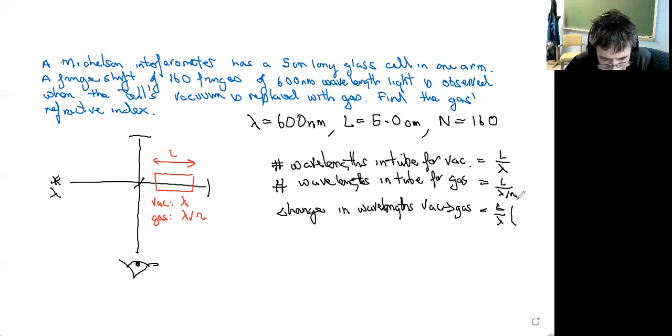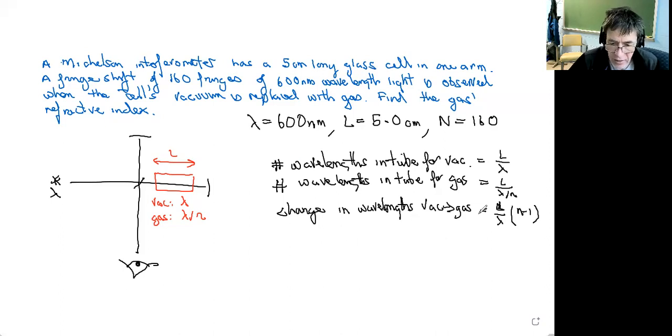And then secondly, this n in the denominator of the denominator, I can move up to the numerator. And so I can write this difference in the number of wavelengths as L over lambda, that was the common factor, times n minus 1, the difference of the refractive index of the gas from 1, which is the refractive index of vacuum.